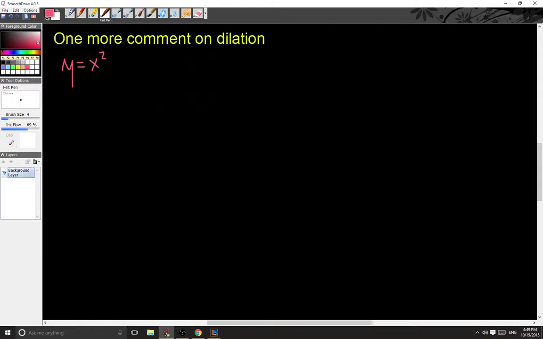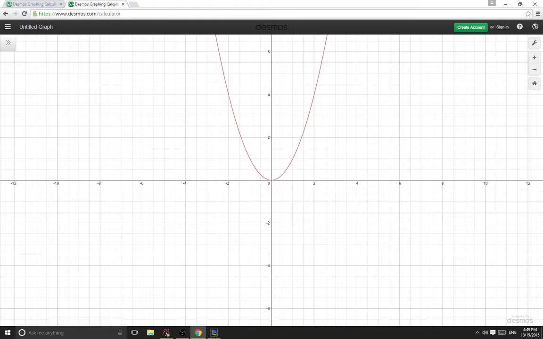I wanted to make one more video on dilation because I feel like I misrepresented an idea in one of my earlier videos. So, and I'll try to make this quick. Let's just take the function y equals x squared. And I've already graphed it here. Pretty familiar with this function probably.